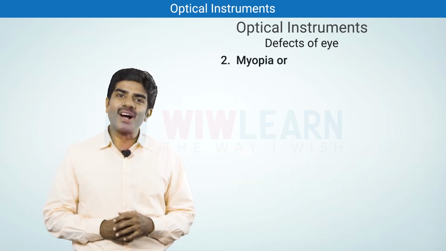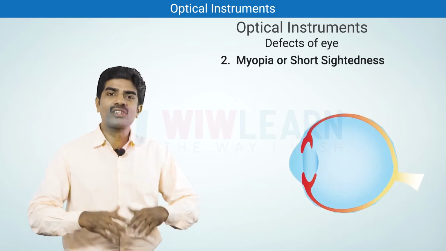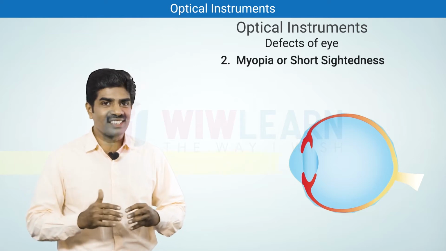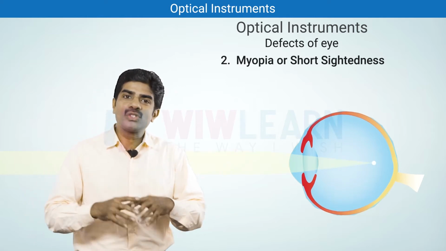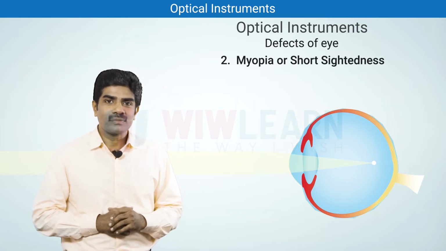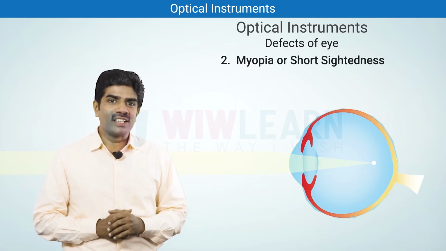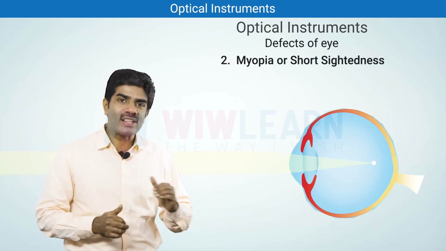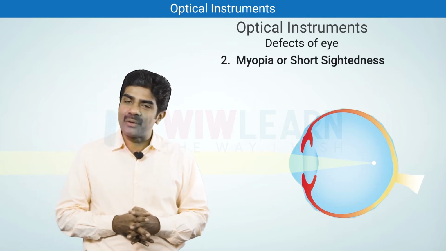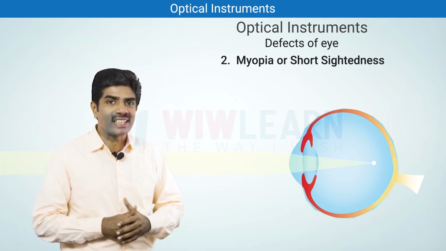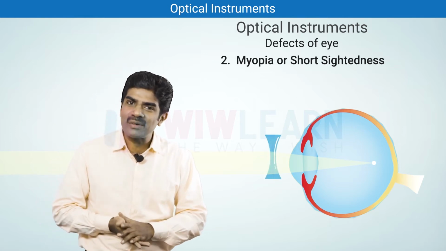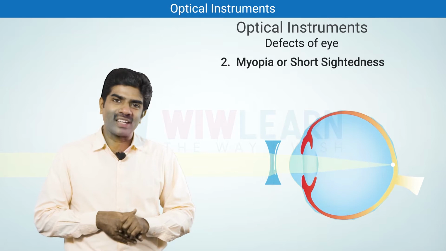2. Myopia or short-sightedness. In this case, eye can see objects close to it but cannot see objects at a large distance. This is due to the increase in the diameter of the eyeball. As you can see from the ray diagram, the rays from a far object are unable to focus at the retina. Instead, they focus in front of the retina. This can be rectified by using a concave lens of a suitable focal length.